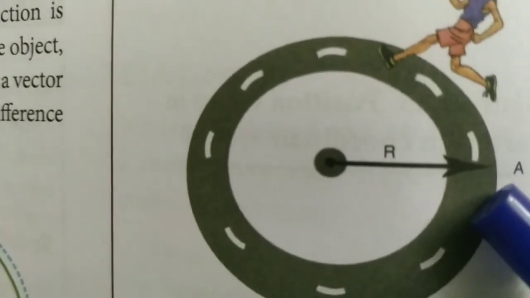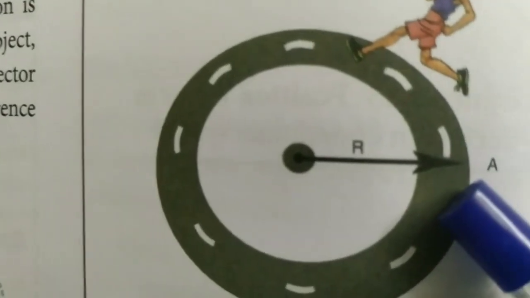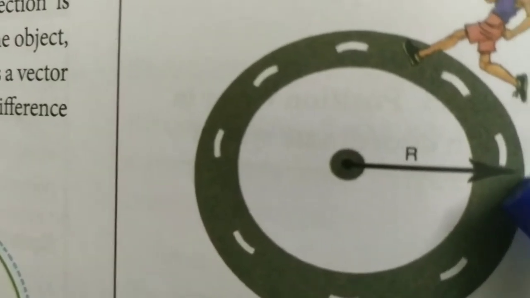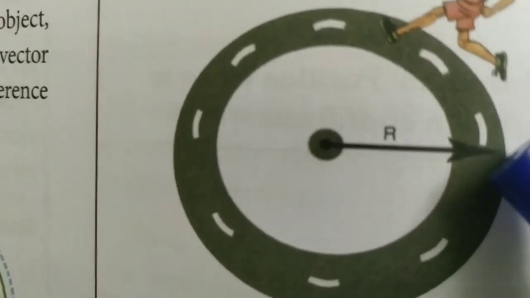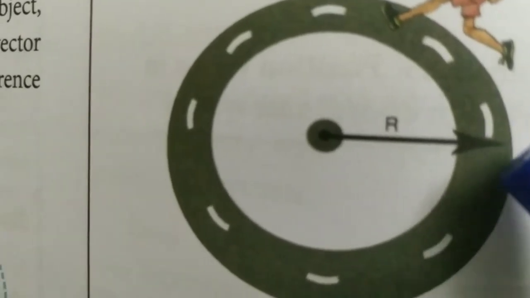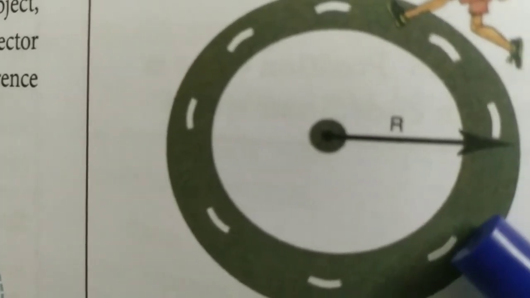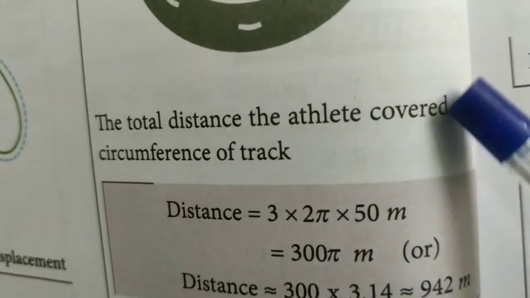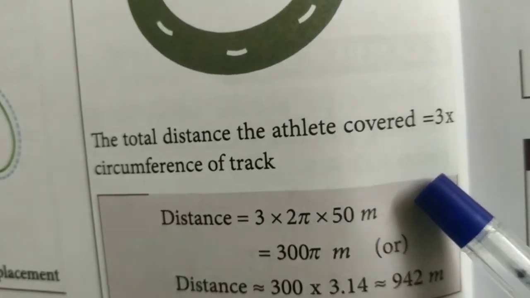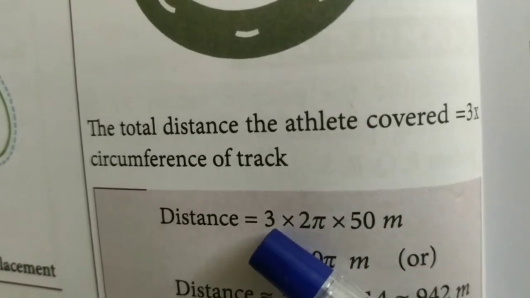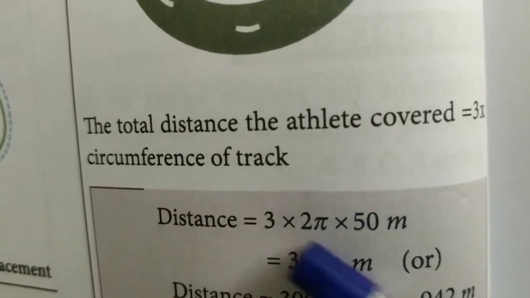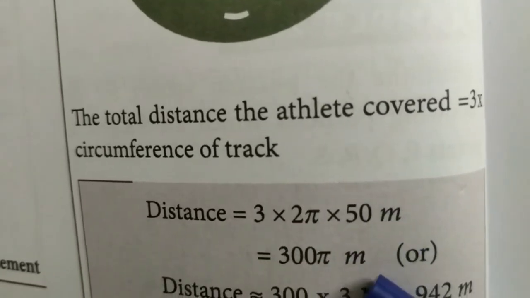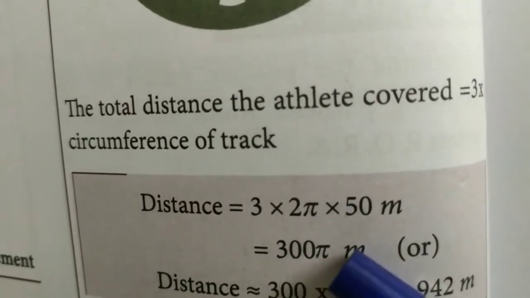Now we have to calculate what is the distance covered. How can we calculate the distance covered? The circular track. So we have to find out the circumference, and then we have to multiply it by 3, because he is taking 3 rounds. So that is the formula. The total distance covered by the athlete is 3 into the circumference of the track. So 3 into 2 pi r. Circumference of the circle formula is 2 pi r. So here our radius is 50 meters. So when we multiply, we get 300 pi meters.